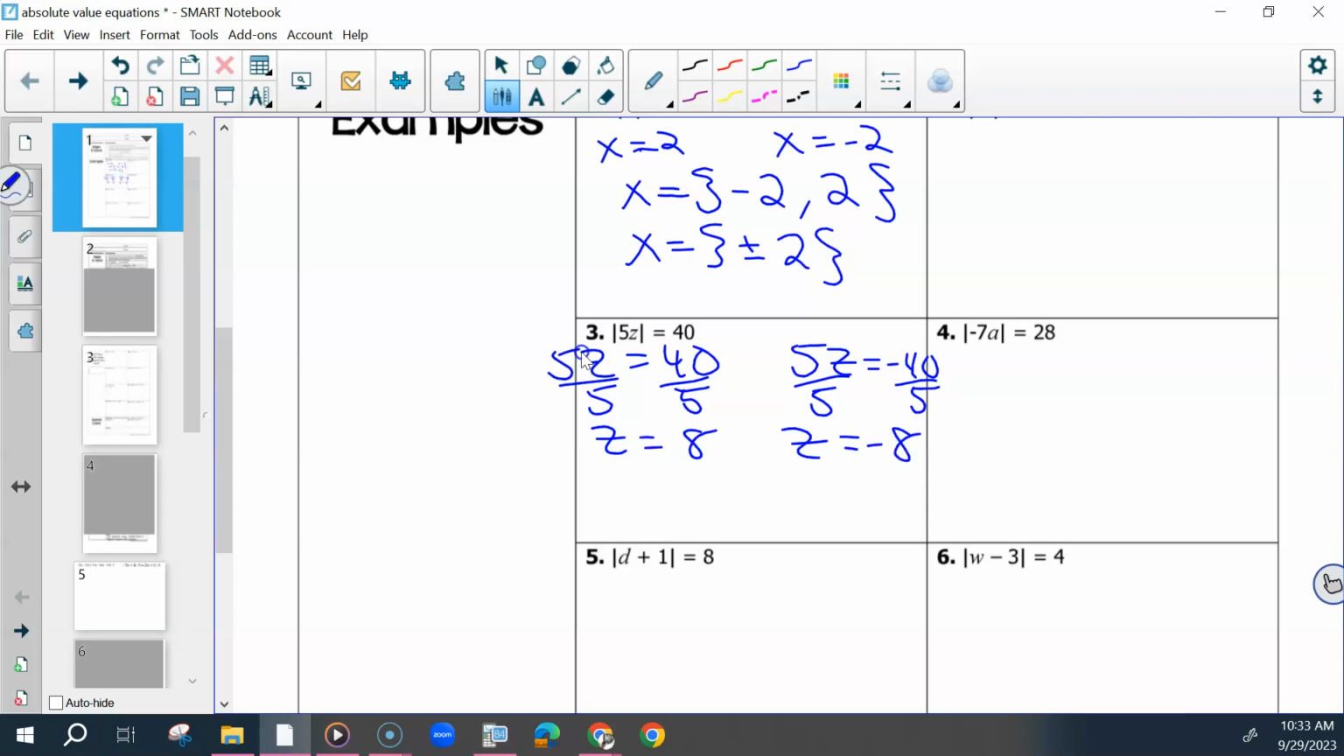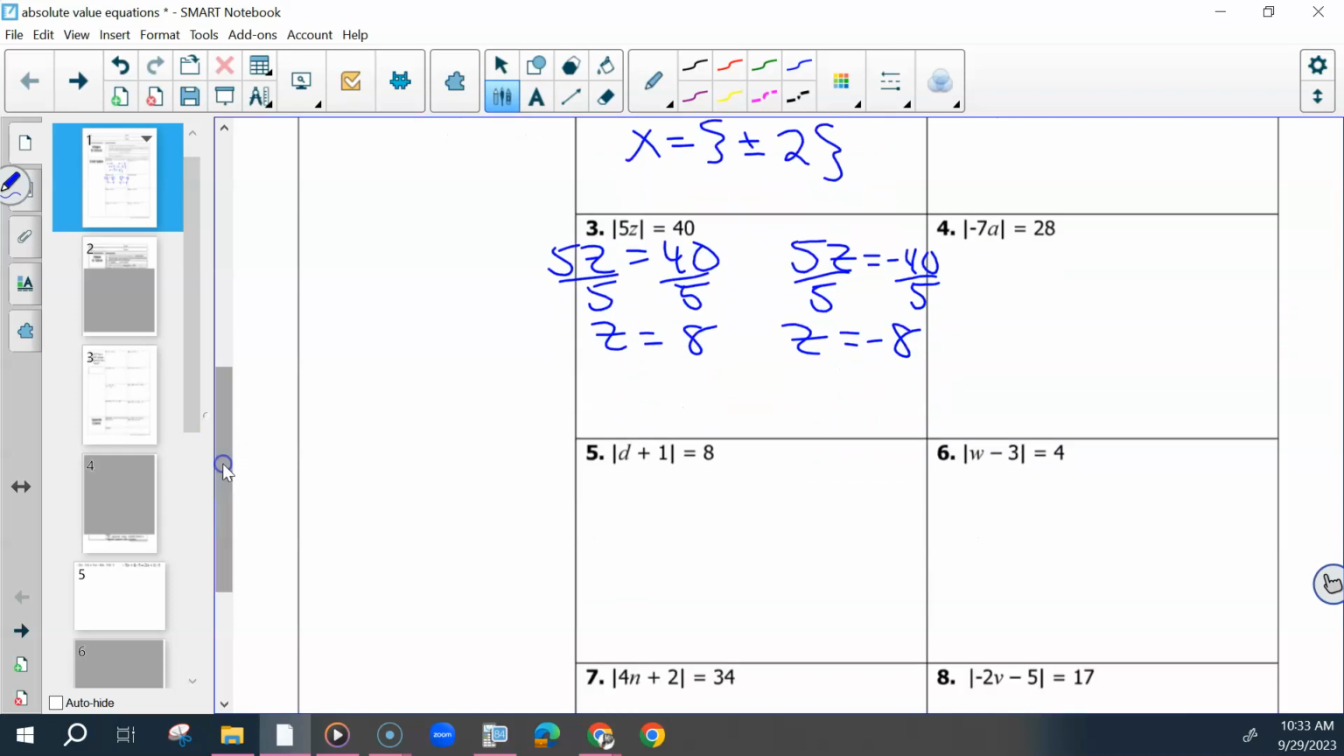So in this case, we would get another positive and negative version of the same number. That's not always the case, but sometimes that happens. You don't need to write both, but if you would like to write both, you can. Questions on that one before we move on?